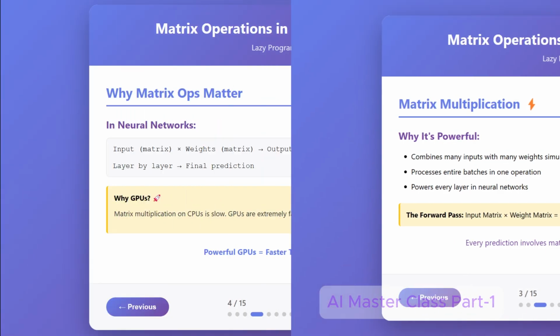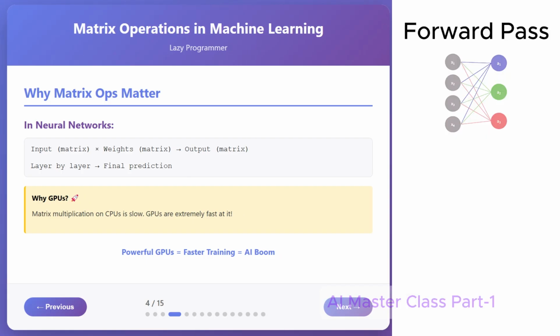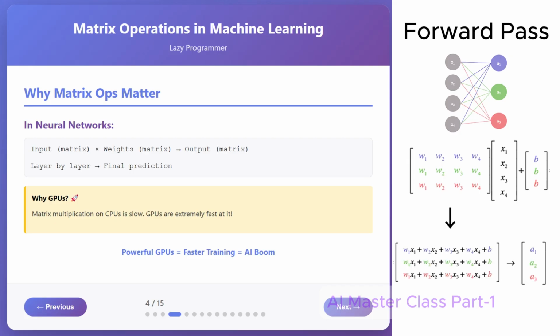Now let us see why these operations really matter in machine learning. When we talk about the forward pass in a neural network, we are literally talking about matrix multiplication. Input data is stored as a matrix, model weights are stored as a matrix as well, and the outputs are produced by multiplying them together layer by layer. So every prediction your model makes is the result of a chain of matrix multiplications.